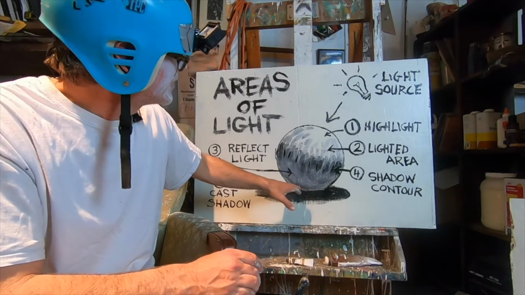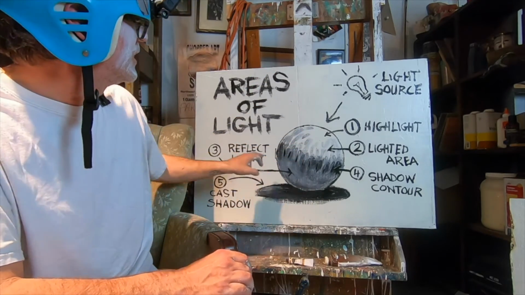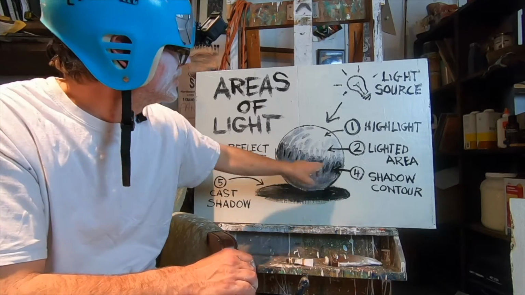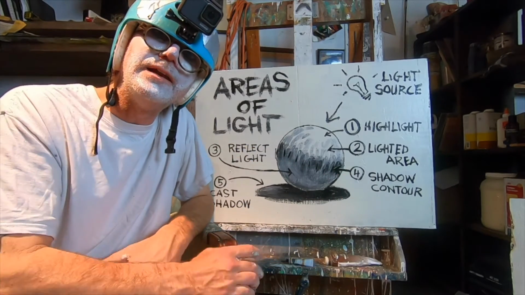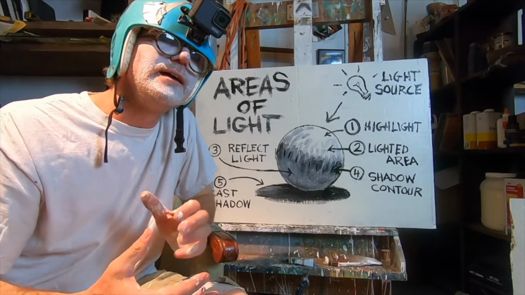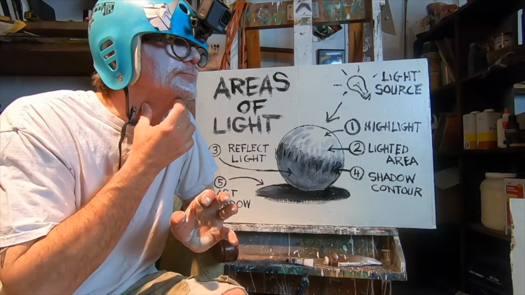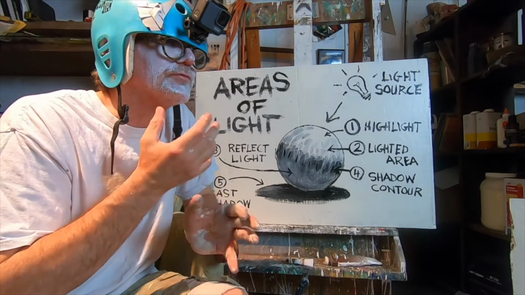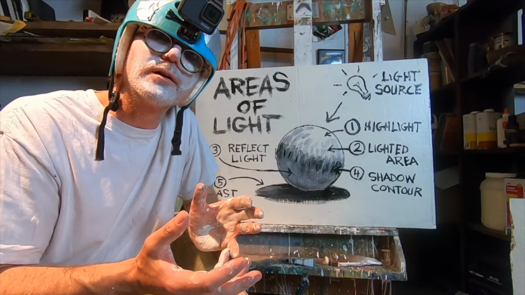So you've got highlight, lighted area, reflex light, shadow contour, and cast shadow. And once you understand that, you can look at something and just figure out, well, how would it work?